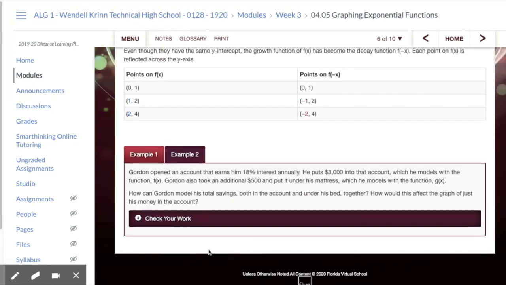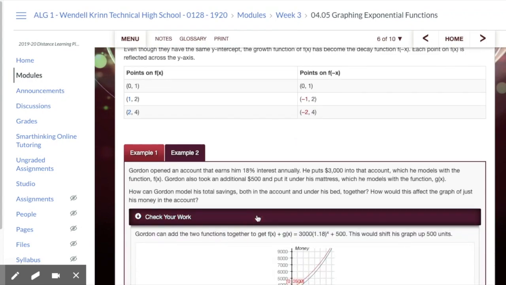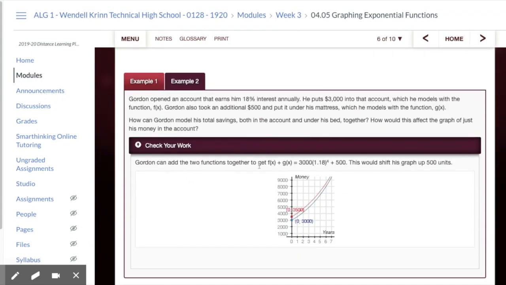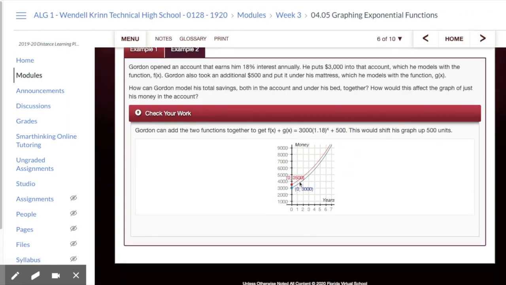Example number 2, so Gordon opened an account that earns him 18% interest. He puts $3,000 into the account, and then Gordon also took an additional $500 and put it under his mattress. So I'm going to assume that it's going to take whatever graph we have and just shift it up exactly by $500, because we're going to have exactly $500 more dollars. So Gordon can add the two functions together. So he has the original here, but then he's just adding on $500, okay? It's going to shift the amount that he started with just up by $500.